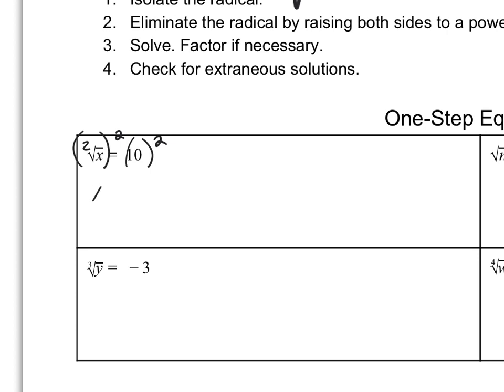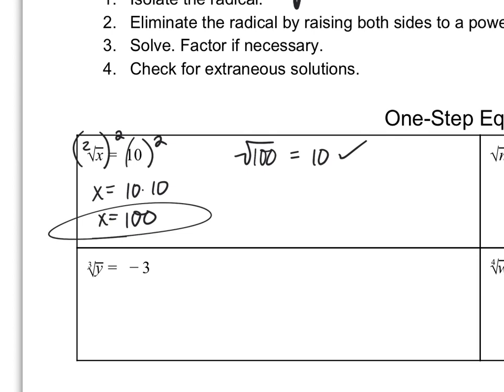And when I do that, I get x is equal to 10 times 10. So x equals 100. That looks like that's my answer. Let me just check my work here. Is the square root of 100 equal to 10? Yes, it is. So x equals 100.